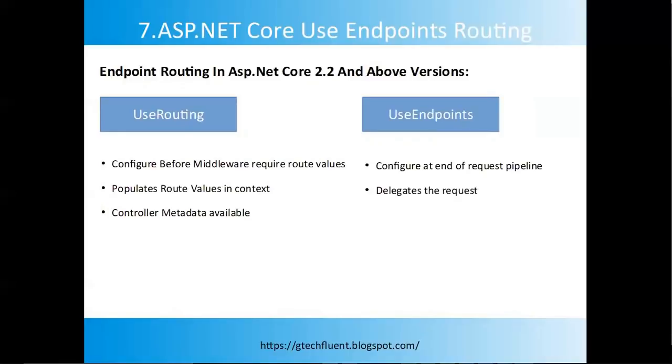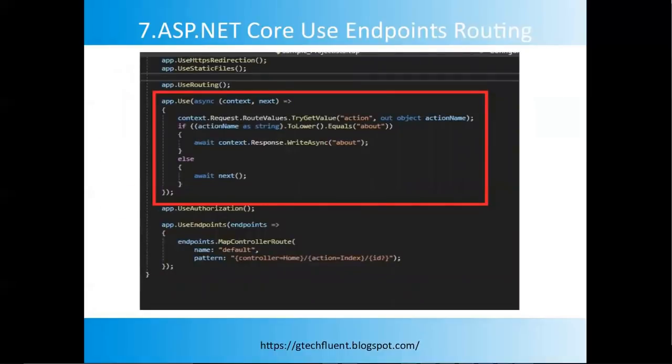So let's see how we can use endpoint routing in our custom middleware. If you see on the screen, after static file middleware, app.UseRouting is configured, and at the last, app.UseEndpoints is configured, and in between them, our custom middleware is configured. On configuring app.UseRouting middleware, the current HTTP context gets populated with the route data, which can be accessed in the middleware between the endpoint middleware. Now, in our custom middleware, we get the action name from the request context. So we can identify the route action name and action method very easily from the route values. This is only possible because of the endpoint routing technique.